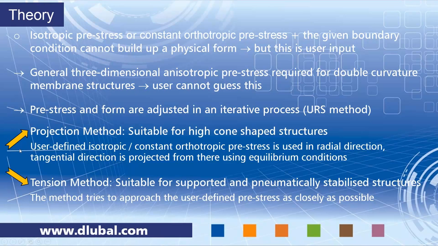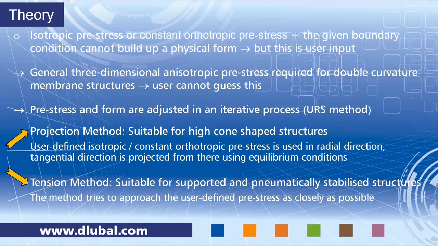So we have two different methods implemented into RFEM. You have the projection method. This is suitable for high cone-shaped structures. Here the user-defined isotropic or constant orthotropic pre-stress is used in radial direction, which means in case of a cone-shaped structure, at the bottom of the cone. And then in the tangent direction, it is projected, and for the calculation the equilibrium conditions are used.